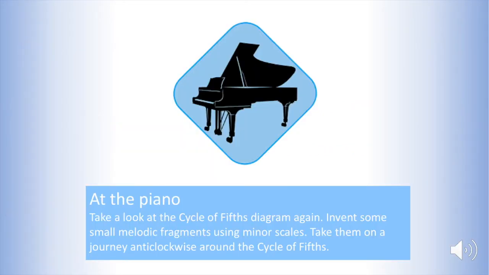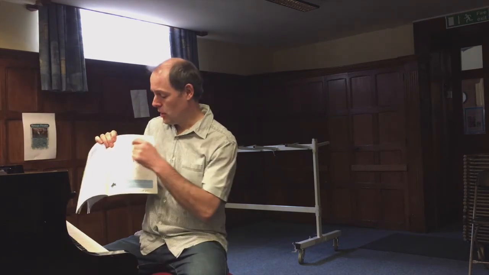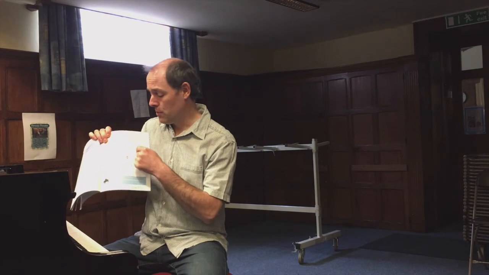At the piano, take a look at the cycle of fifths diagram again. Invent some small melodic fragments using minor scales. Take them on a journey anti-clockwise round the cycle of fifths. Today's idea for your piano practice is to take a tiny fragment of the minor scale, perhaps 1, 2, 3, 2, 1, and take that fragment on a journey around the cycle of fifths so that you're playing it in every key.